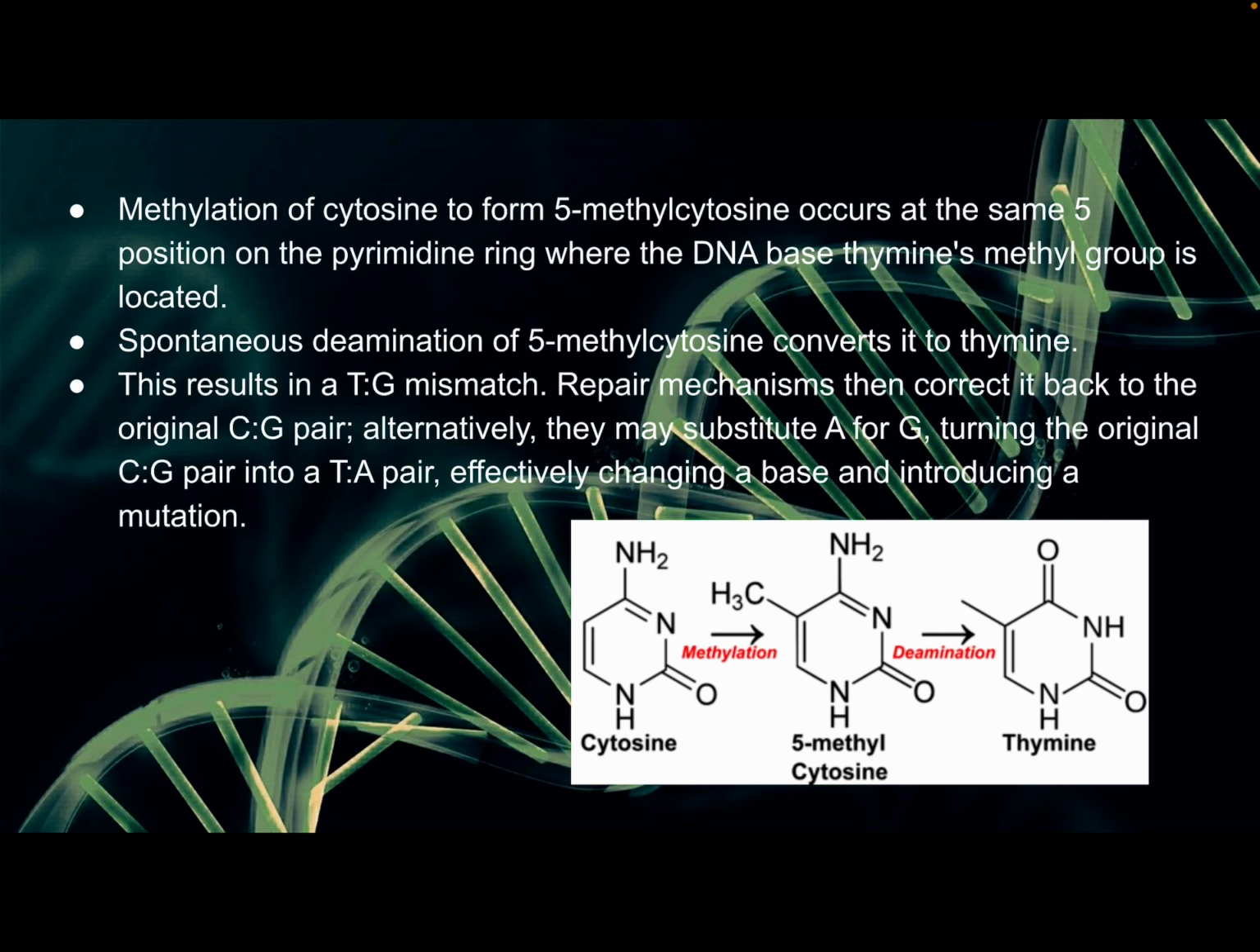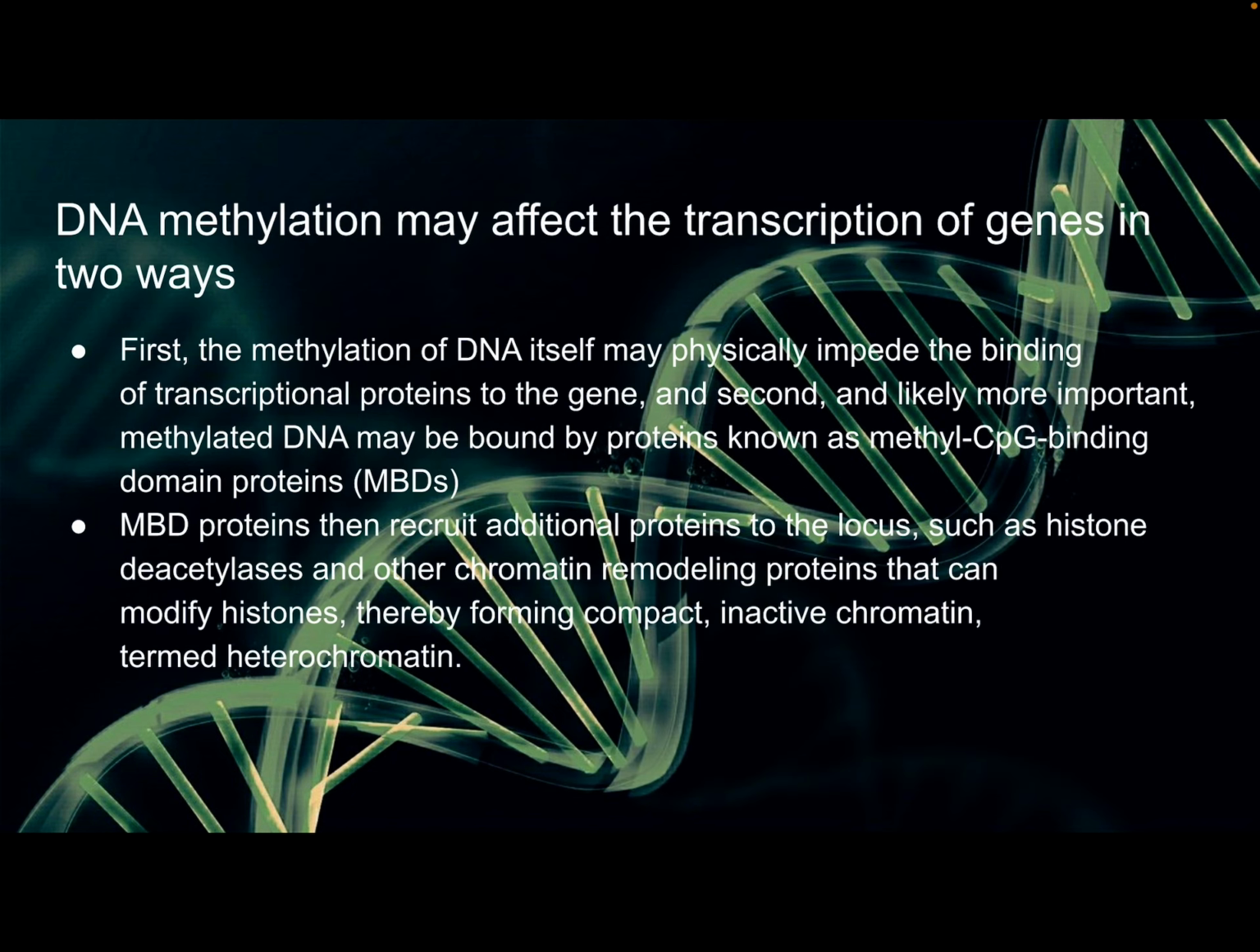Spontaneous deamination of the 5-methylcytosine converts it to thymine. This results in a TG mismatch. Repair mechanisms then correct it back to the original CG pair. Alternatively, they may substitute adenine for guanine, turning the original CG pair into a TA pair, effectively changing a base and introducing a mutation.